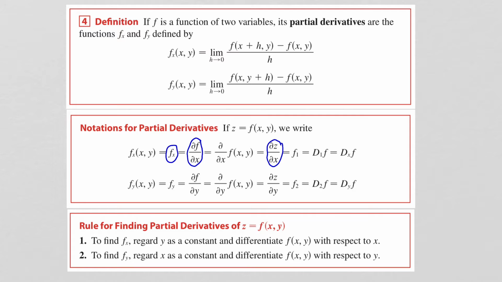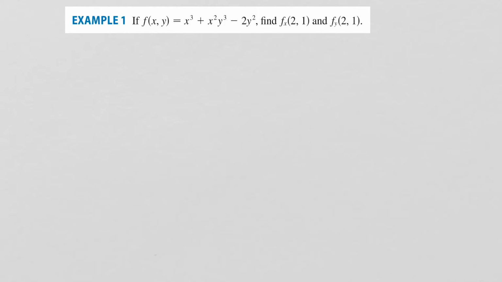Let's take a look at an example. So here we have the function f of x, y equals x cubed plus x squared y cubed minus 2y squared. And we're being asked to find the partial derivative with respect to x, and then evaluating it at the point 2, 1, and then also finding the partial derivative with respect to y and evaluating it at the point 2, 1. So first, let's find fx of x, y.